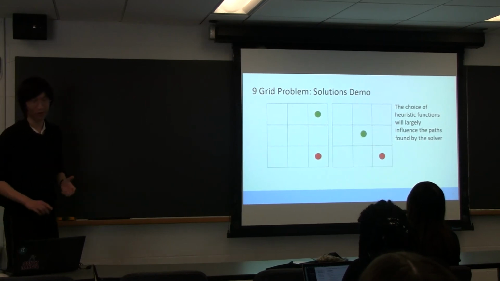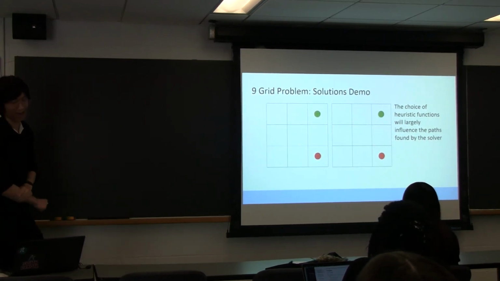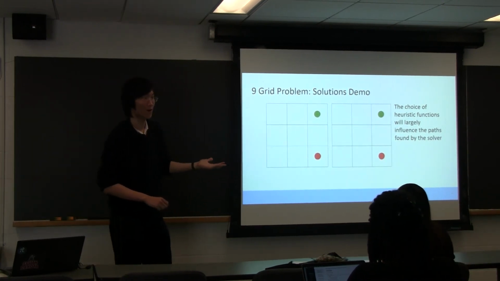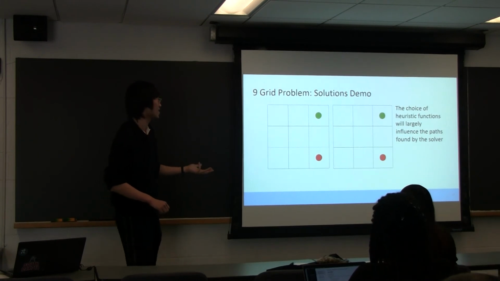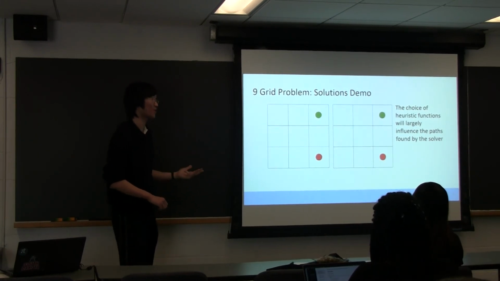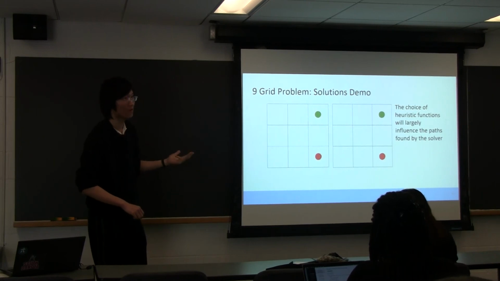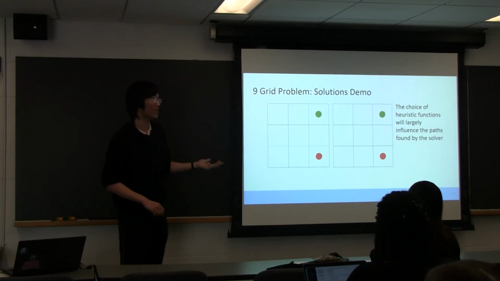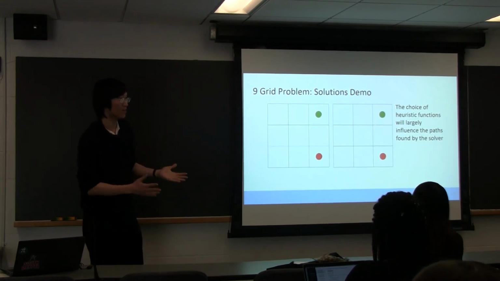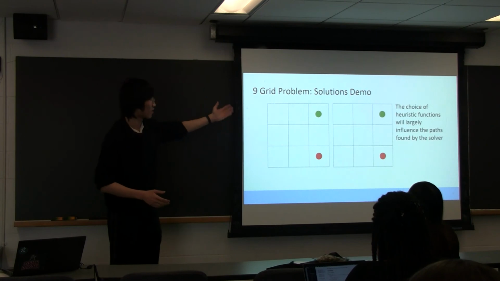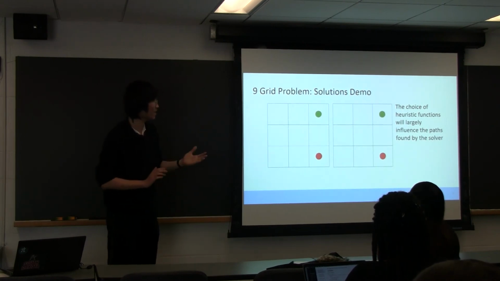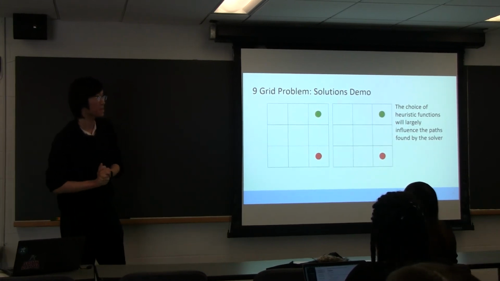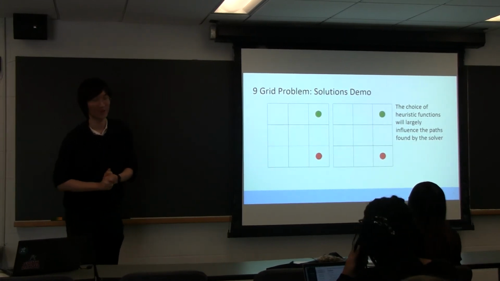Again, the choice of heuristic functions will largely influence the path that is found by the solver. For example, in this case, both agents decide to wait for one time step, but it doesn't have to be the case. If you really punish waiting for the agent, it will rather move somewhere than just stay there. But if you don't punish waiting and you try to minimize the total travel distance, it'll prefer to stay in its original location until the conflict is resolved. Any question at this point? Great.